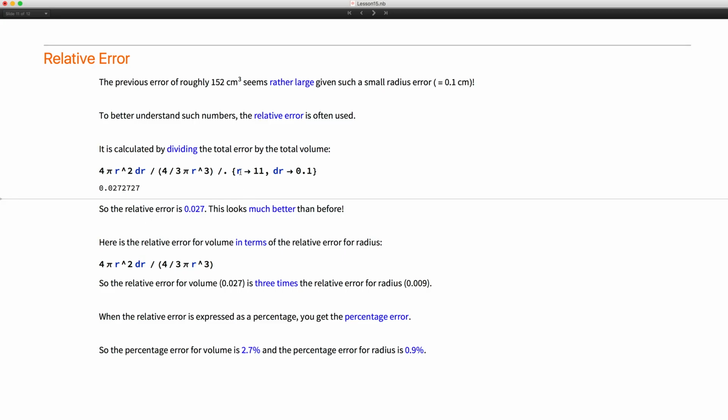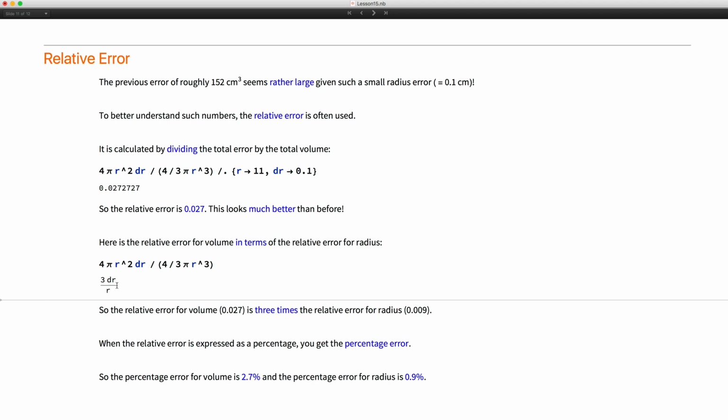Now, if you do not plug in the value of r over here, then the relative error looks like 3 times dr over r. But that's just 3 times the relative error in the radius. So that says that the error in the volume is 3 times the error in the radius, provided you talk about relative errors. The other way to talk about these errors is to use a percentage error. So the percentage error in this case is 2.7 for the volume and 0.9 for the radius.